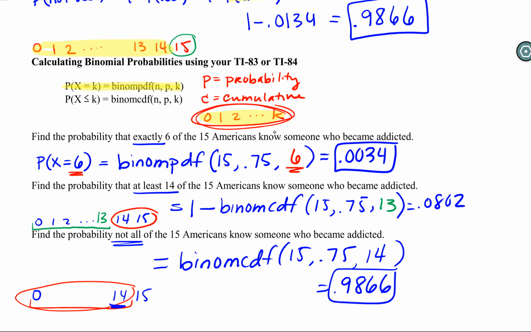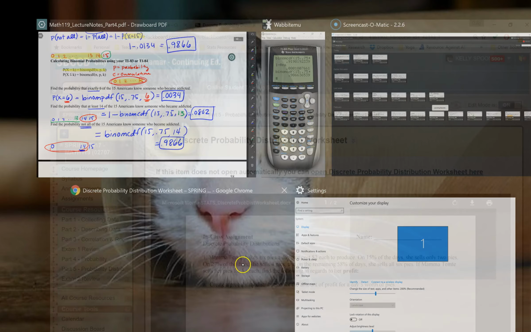So the hardest thing about this for students is translating and making sure they're doing the right probabilities. It's not the rest of it. Using the calculator is fine with them. It's making sure we have the right one.